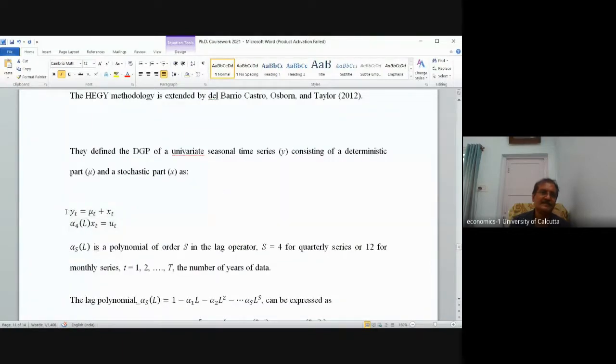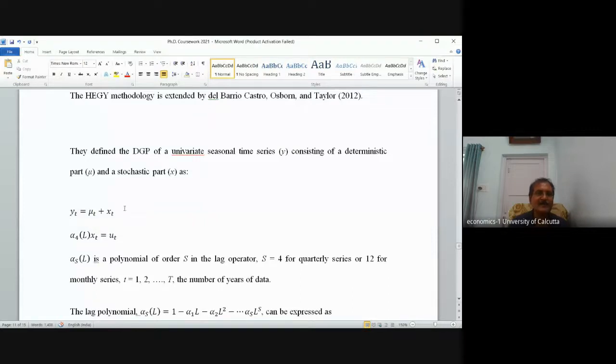So this is the specification for a time series yt is equal to mu t plus xt. And look at it carefully. We have not used here any seasonal frequency. Yt means it is an annual time series. T for period 1, period 2, year 1, year 2, year 3, etc.